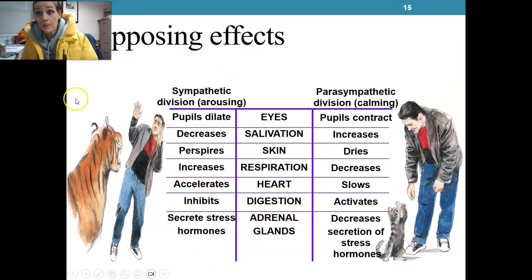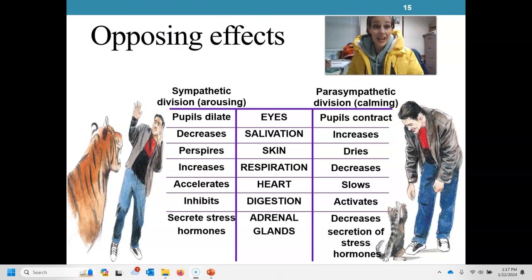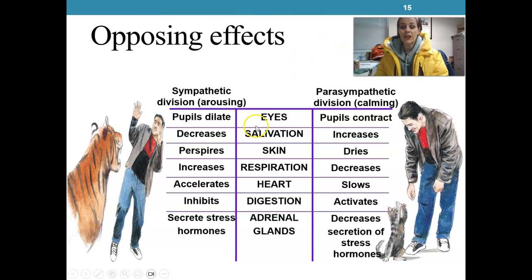So now let's talk a little bit about the opposing effects that the sympathetic and the parasympathetic nervous systems have on each other. So the sympathetic nervous system will cause the pupils to dilate. Salivation will decrease because salivation is a form of digestion. It is part of our digestive system. It will be inhibited. Skin perspiration will increase. Respiration will increase so that oxygen can get into the blood, and this oxygenated blood can reach our muscles and things like that. Our heart rate is going to accelerate, digestion is going to be inhibited, and your adrenal glands are going to secrete stress hormones like epinephrine, norepinephrine, and cortisol.